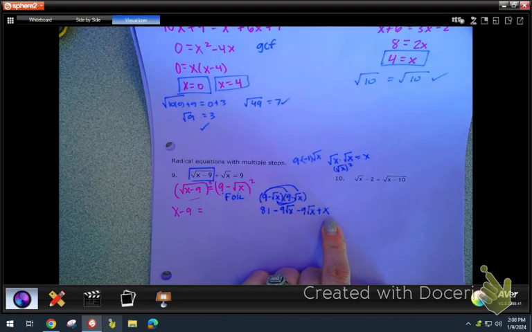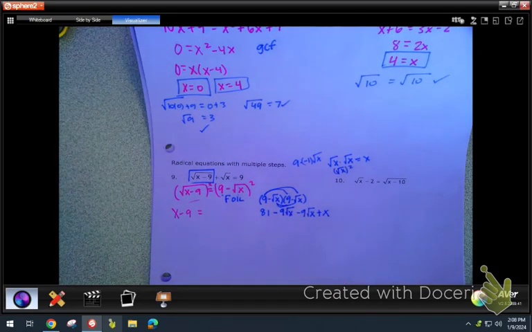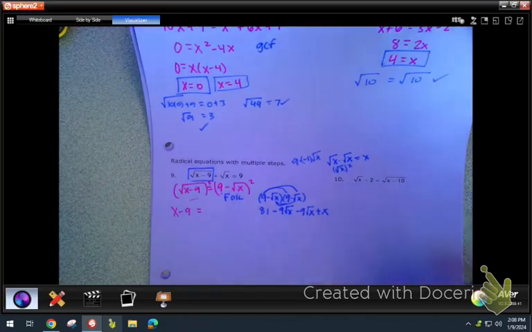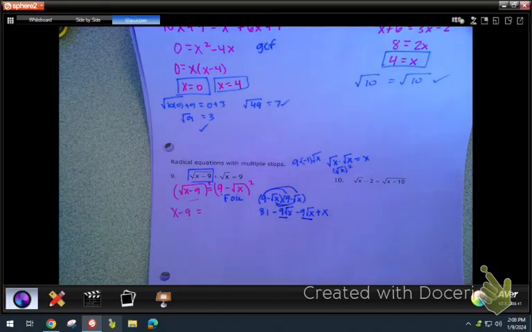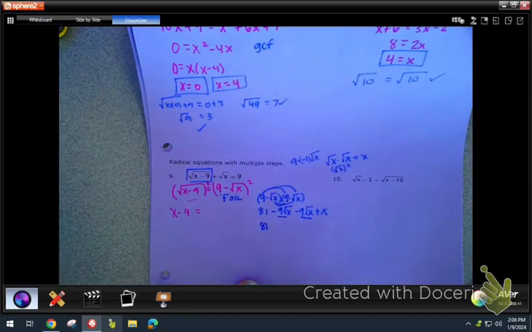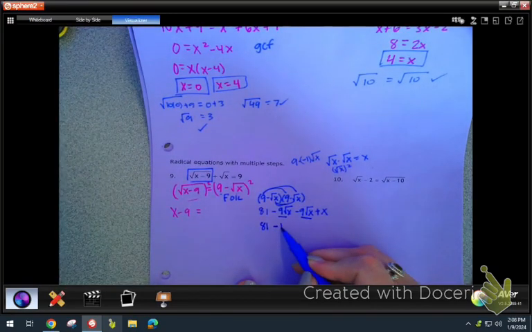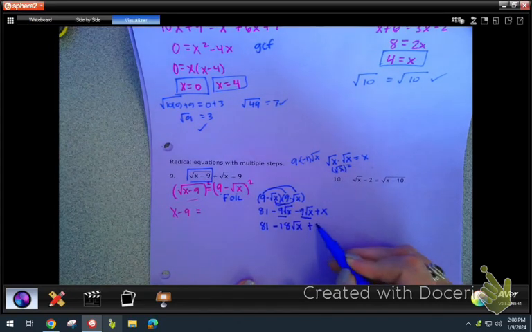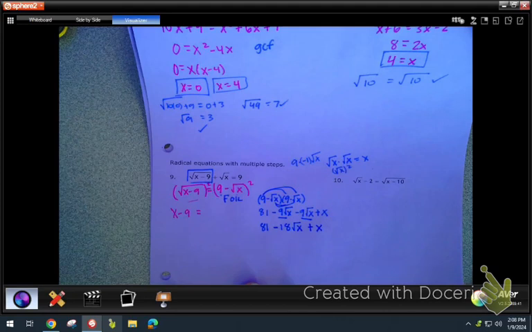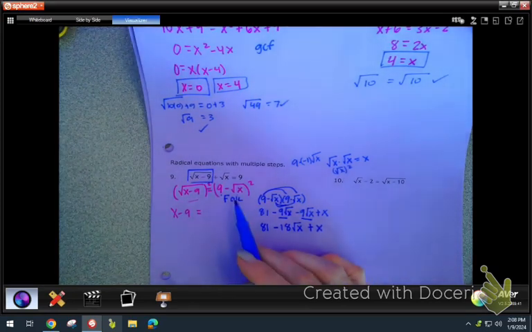Now we can still simplify this a little bit, because these two terms are like terms. They both have a square root of x, so I just need to add up those two coefficients. So 81 drops down, negative 9 minus 9 is negative 18 square root x, plus x. That is the trinomial when you FOIL this out.